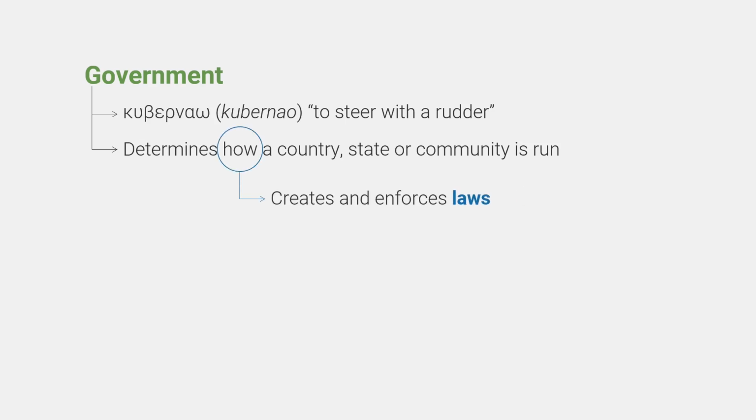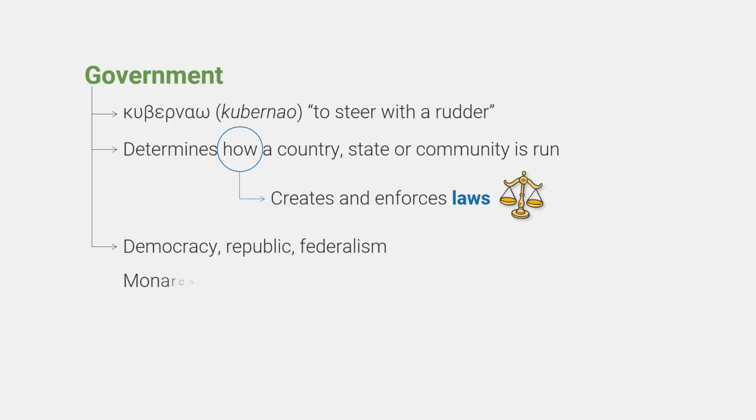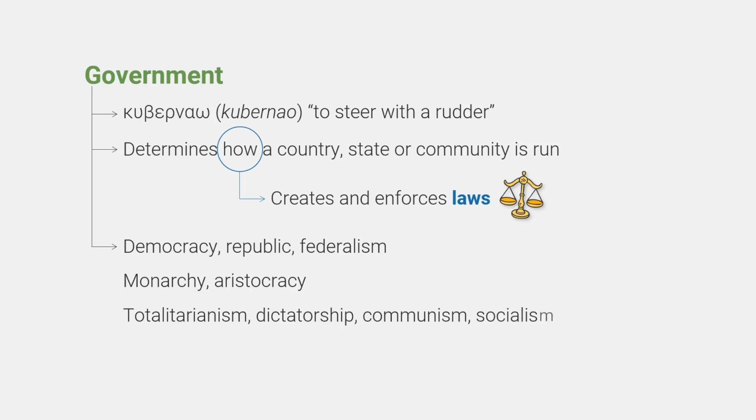It creates and enforces laws on everything connected to the daily life of a community, and all its members are expected to abide by them. Some of the most famous types of government are democracy, republic, federalism, monarchy, aristocracy, totalitarianism, dictatorship, communism, socialism, and anarchy.